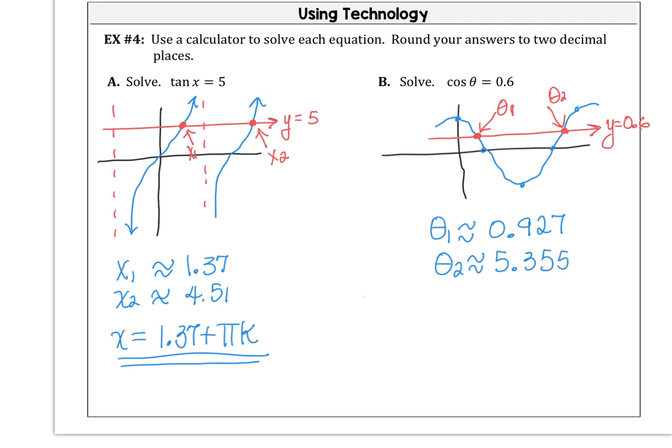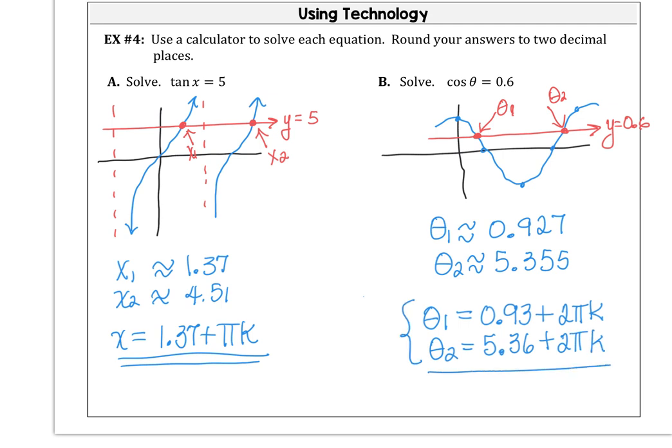So we can rewrite that and say that theta sub 1 is, let's round it to 2 decimals, the directions ask us to do that, 0.93 plus 2 pi k, where k is an integer, and then theta sub 2 is 5.36 plus 2 pi k. So these are our general solutions for that one.